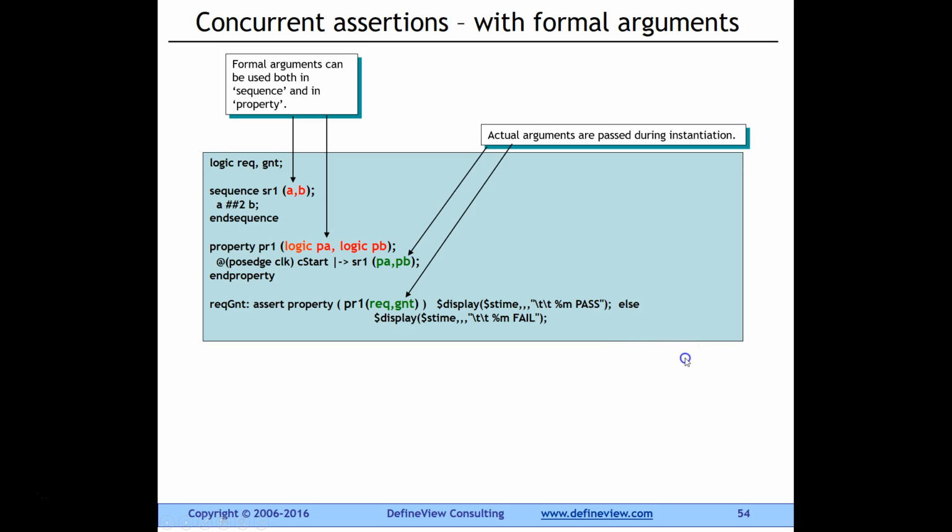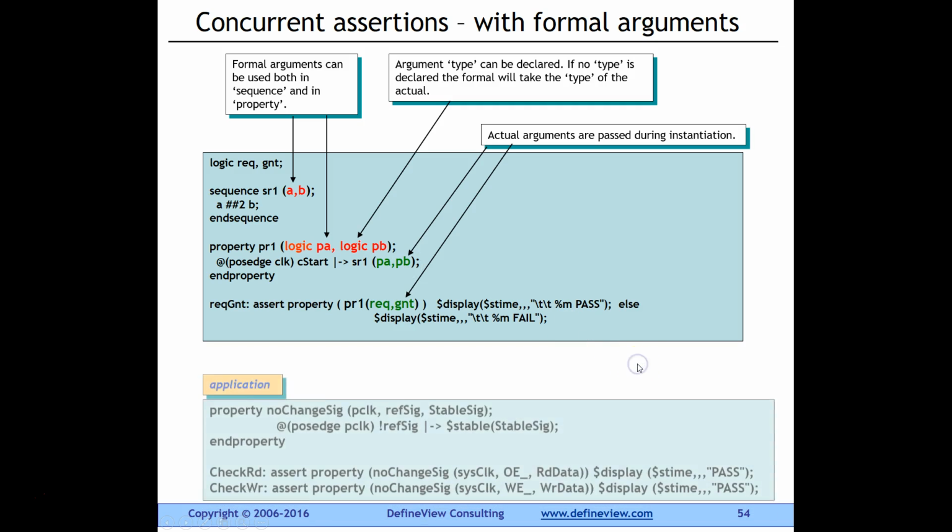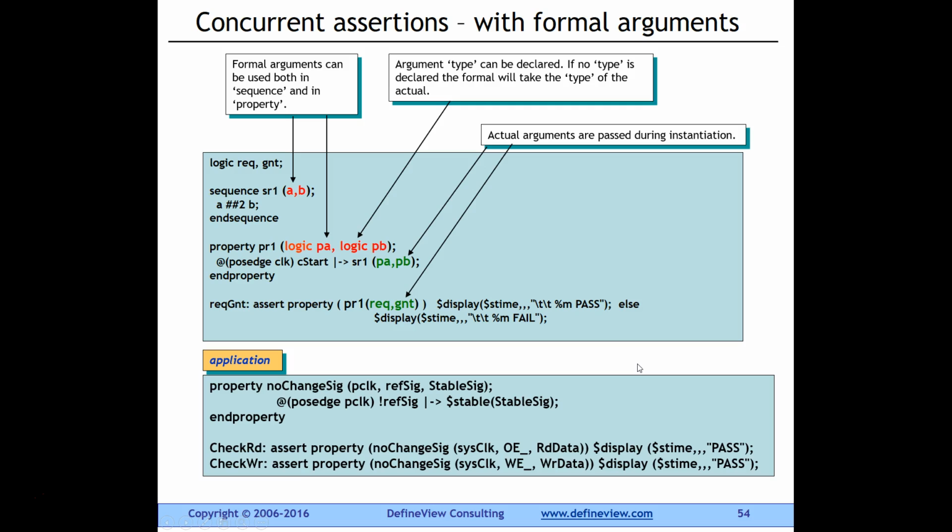This should be straightforward. And if you do not declare a type for a formal, then it will take the type of the actual, which makes sense. So here's a practical real life application where you create sequences which are of quote unquote generic nature, which are parameterized. And then you use the same sequence or the same property for that matter repeatedly with different assertions.